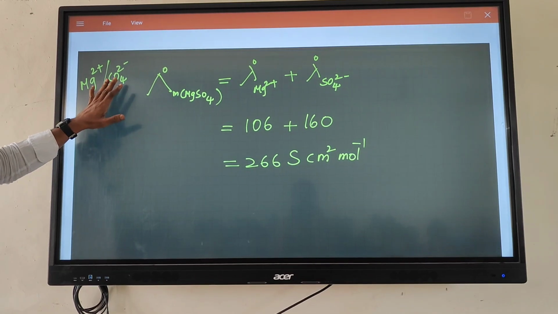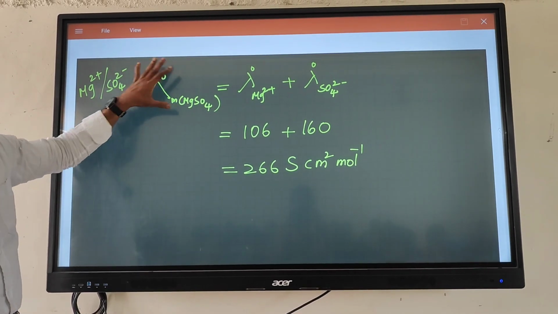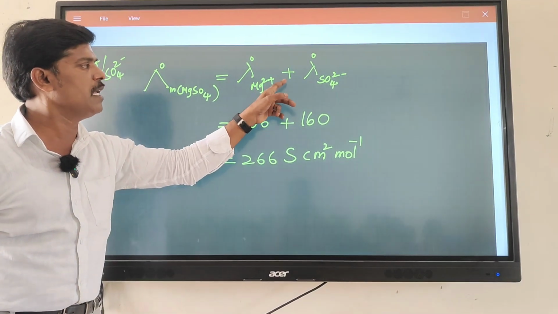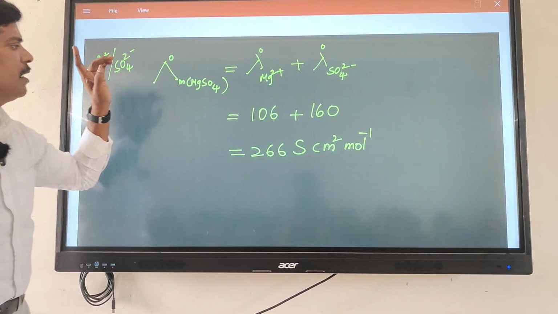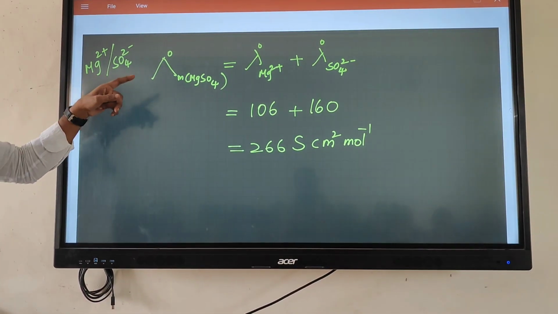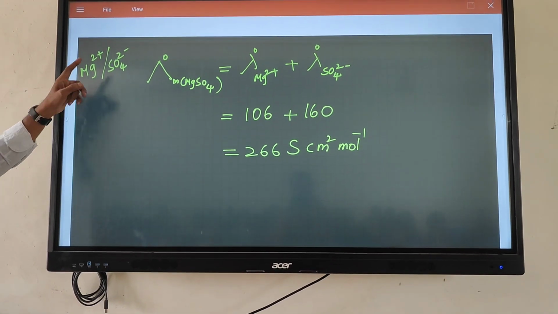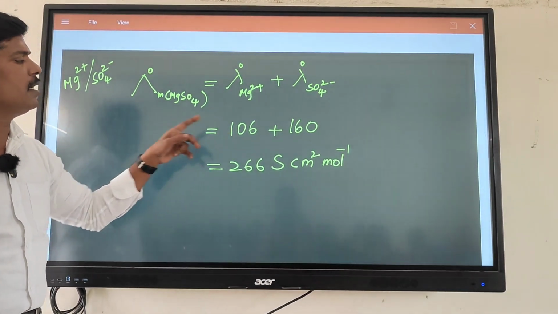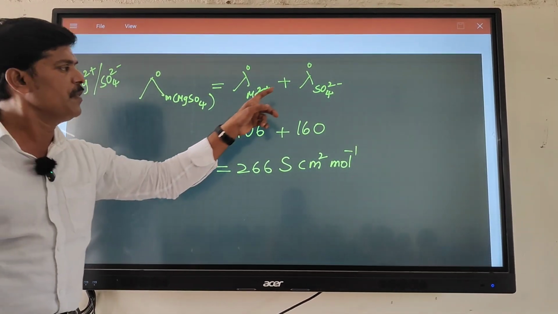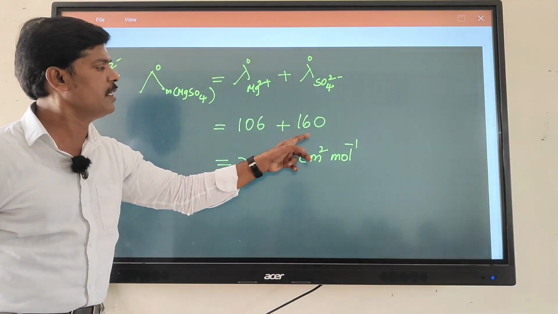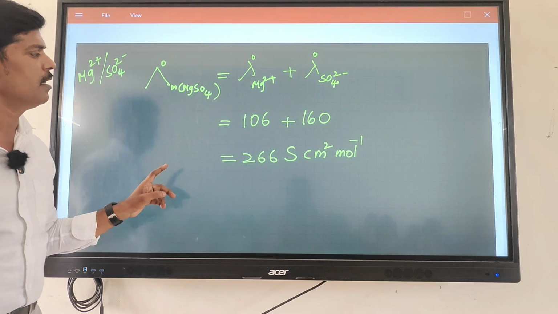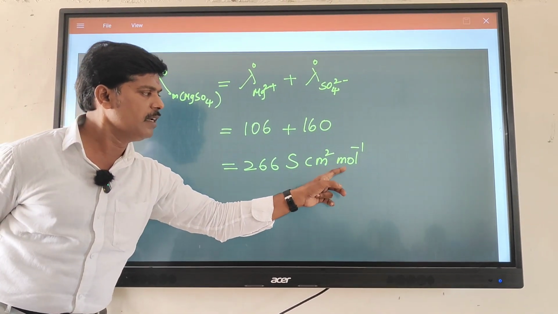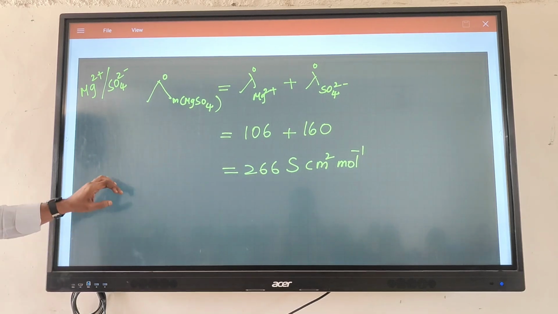According to Kohlrausch law, the infinite dilution conductivity of any electrolyte is equal to the sum of the ions. So lambda naught Mg2+ ions plus lambda naught SO4 2 minus ions, because MgSO4 solution contains Mg2+ ions and SO4 2 minus ions. Here the Mg2+ ions conductivity is 106, given in the problem, and the SO4 2 minus ions conductivity is also given, that is 160. If you add these two we get 266 Siemens centimeter square mole power minus 1.